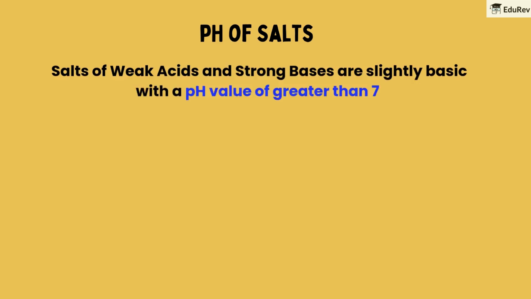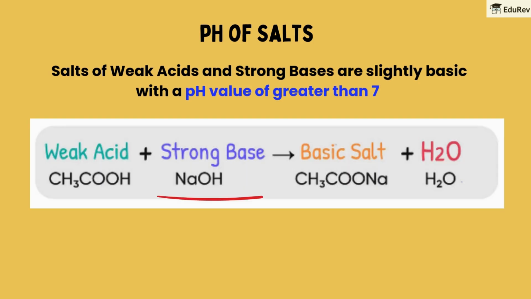Salts of weak acids and strong bases are slightly basic with a pH of greater than 7. For example, sodium hydroxide, a strong base, when reacted with a weak acid, carbonic acid, gives a basic salt, sodium carbonate, which has a pH of higher than 7.